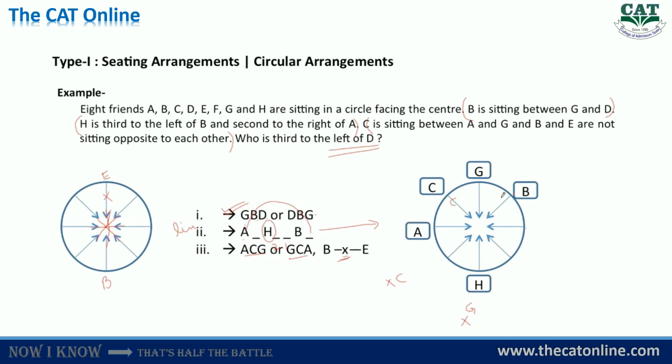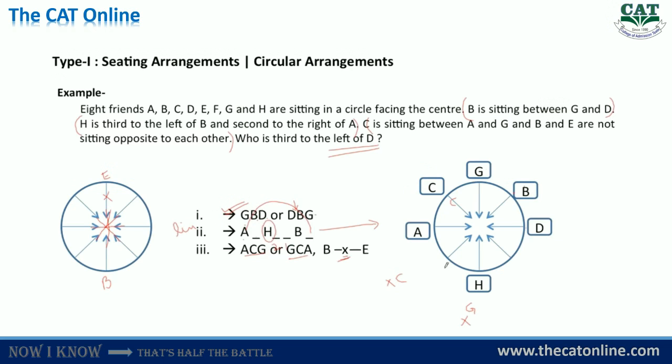Now what other information do I know? That B is between D and G. I know where G would be sitting. I know where B would be sitting. So I can easily put in D. So D will be seated over here, just next to B. So this will be GBD. The first condition is fulfilled.